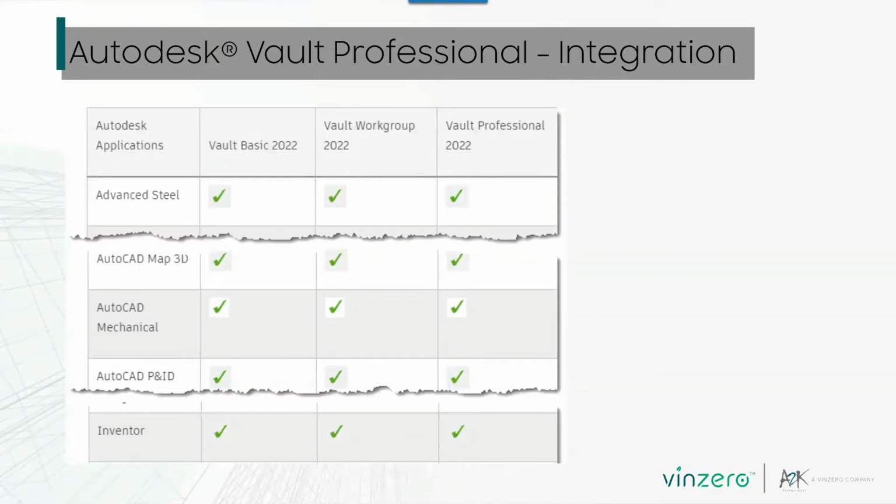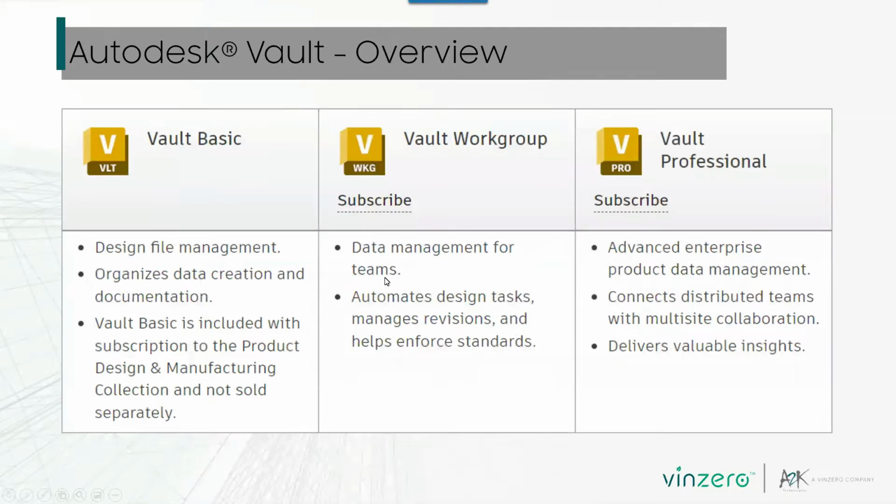There's three versions of Vault. Vault Basic is included with your Product Design Collection. And you can see an example of some of the other applications the Vault application interfaces with. So things like P&ID, AutoCAD Mechanical, Advanced Steel, and there are others. Obviously, I've truncated those.